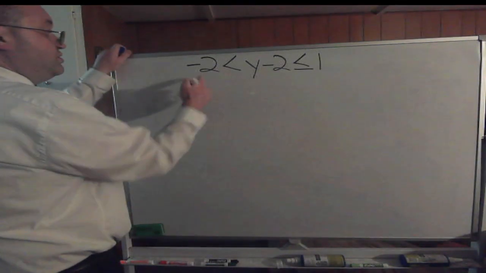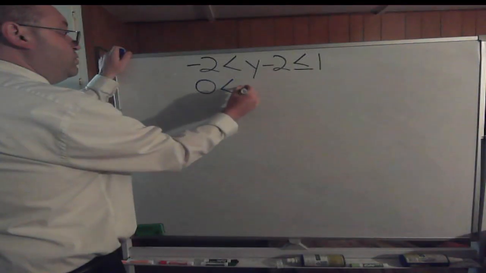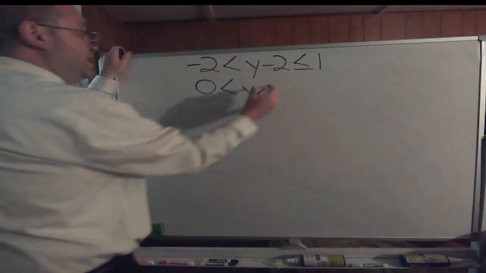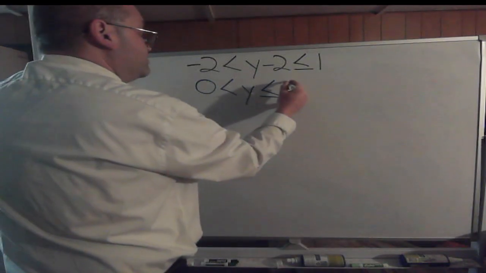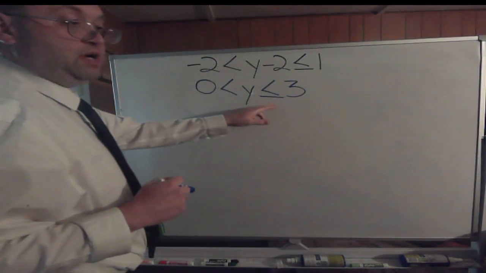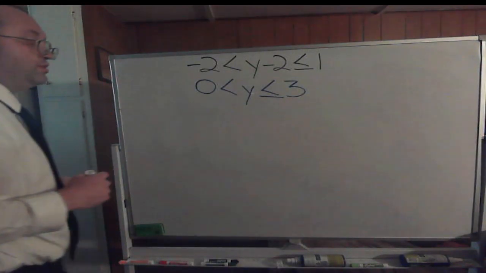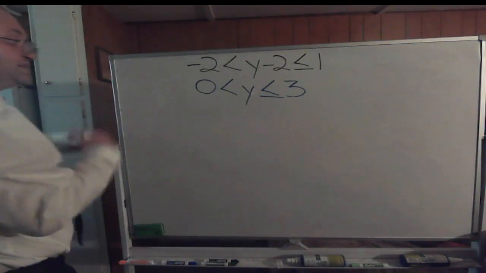So if I add 2 to negative 2, I'll get 0. That'll be less than y, since I add 2 to that, which will be less than or equal to 1 plus 2, which is 3. So I get 0 is less than y, which is less than or equal to 3. That would be the solution. Now for the last part of this, I need to graph it.